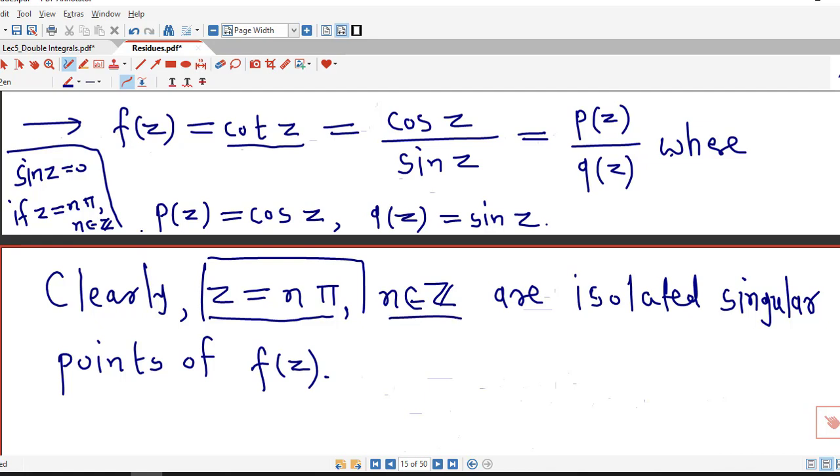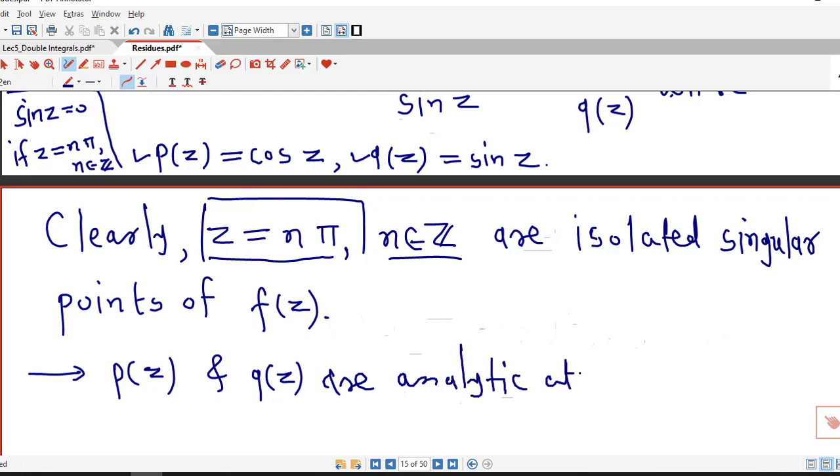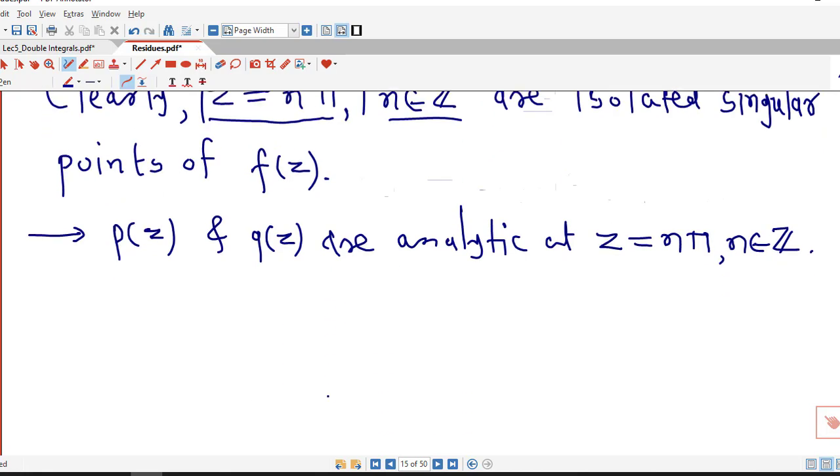Before that we can see that these two functions p(z) and q(z) are analytic everywhere, so both are analytic at z equal to n pi. So the first condition is satisfied: p(z) and q(z) are analytic at z equal to n pi, because cos z and sin z are entire functions, they are analytic everywhere, therefore they are analytic at z equal to n pi.